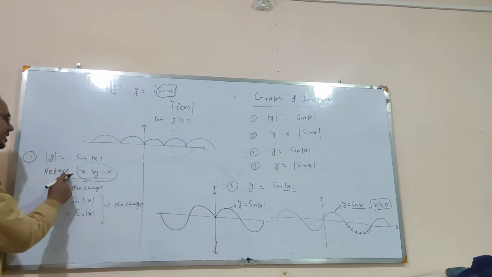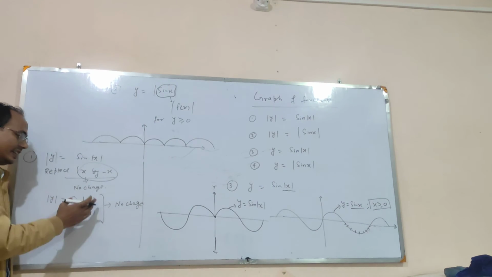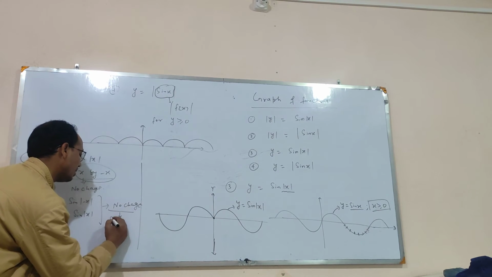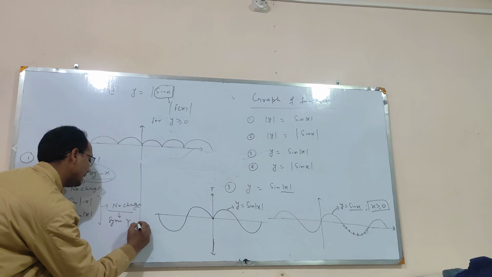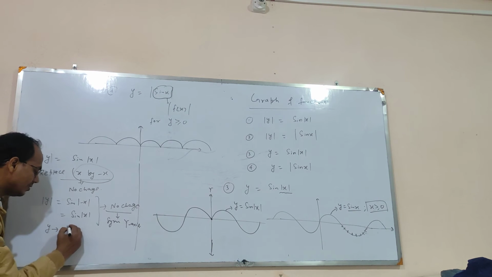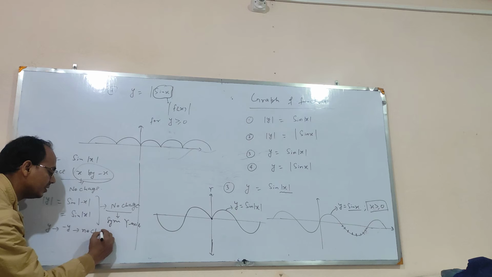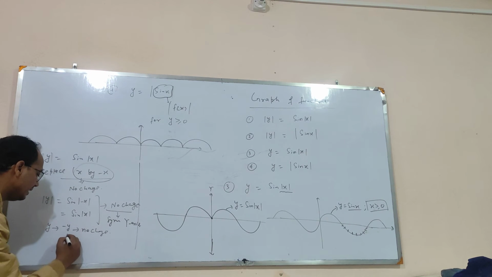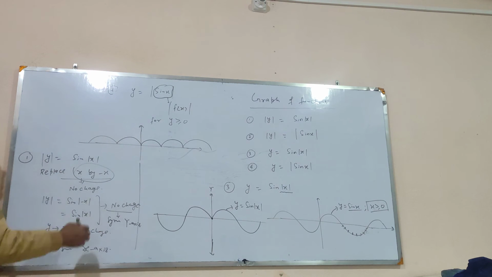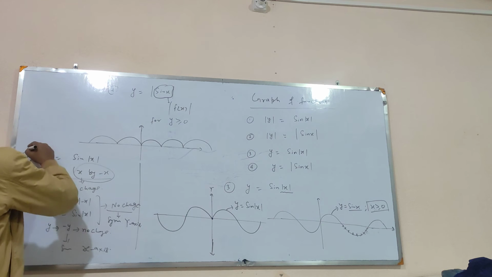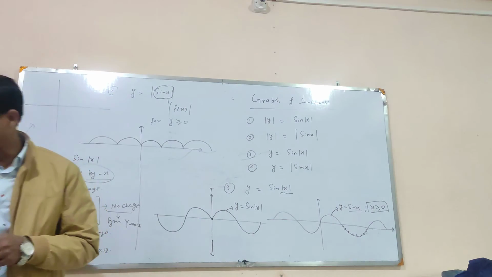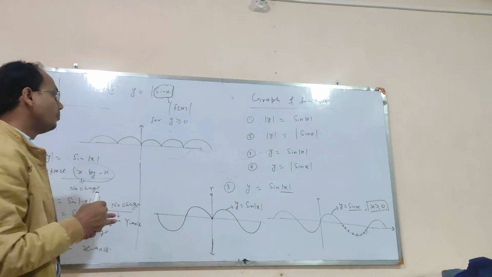So if we replace x by minus x and we do not get any change in the function, it means the function is symmetric about the y-axis. And similarly, if we replace y by minus y and we get no change in the function, then our graph is symmetric about the x-axis. So using these two techniques, we can draw the graph of mod y equal to sin of mod x.